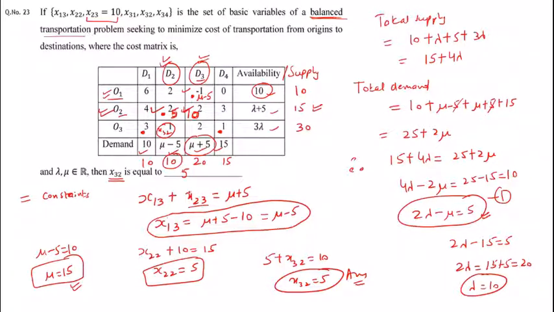Right? So basically we have just used the definition of a balanced transportation problem and its LPP structure, that all the supplies and demands have to be fully satisfied. So that solves this question.